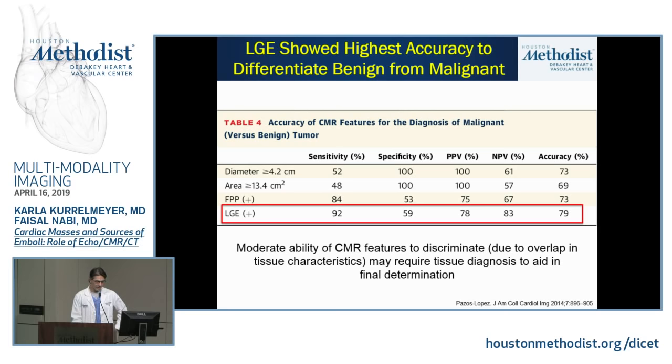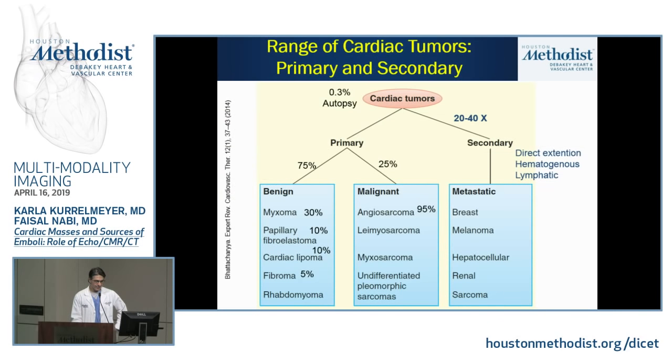Okay, so I think we've discussed this. Really, I think it's important that as cardiologists, especially imagers, you should know that there are primary and secondary tumors. Secondary tumors are 20 to 40% more common than primary cardiac tumors.